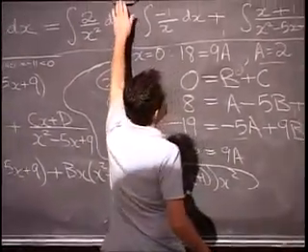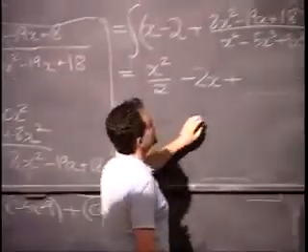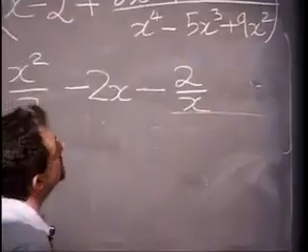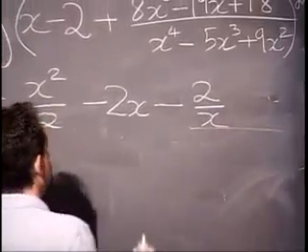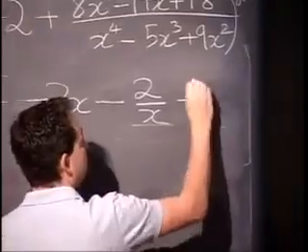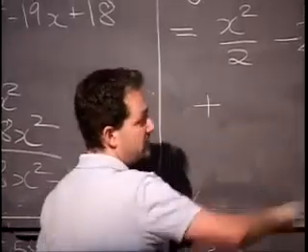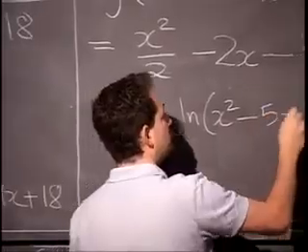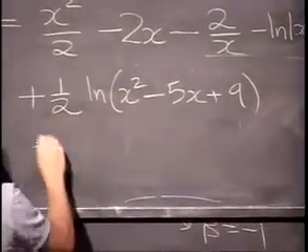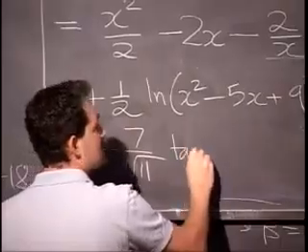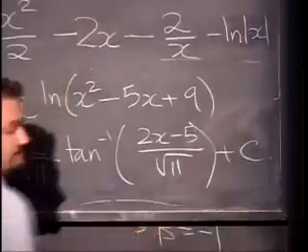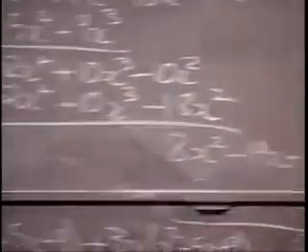And I am now going to do this. The first piece was 2 over x squared, which contributes a minus 2 over x. The second piece was negative 1 over x squared, which contributes a minus log absolute value of x. And finally, there was this quadratic piece, which contributes, and I'm just copying it from the bottom of that board over there, 1/2 log x squared minus 5x plus 9, and then plus 7 over root 11 inverse tan 2x minus 5 over root 11 plus a constant. And we're done.